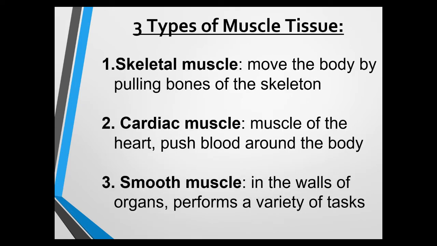Now, there are three types of muscle tissue. We have skeletal muscle, cardiac muscle, and smooth muscle. We're going to be focusing primarily on the skeletal muscle, the muscle that actually moves the bones of our body. The cardiac muscle is going to be surrounding the heart, and it's going to help with the heartbeat and push the blood around the body. And the smooth muscle is going to be surrounding different organs, and that's going to help, again, propel food or different functions depending on the organ that it is surrounding.